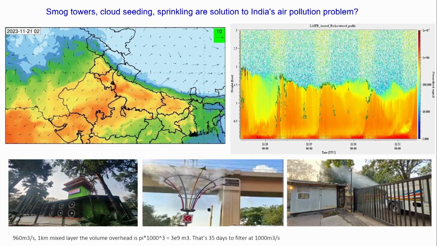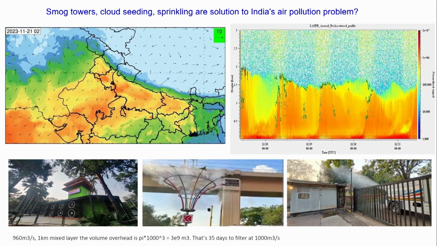I'll skip this slide. And the last point I would like to add, because many suggestions are coming whether we should control the air quality by installing smoke towers or cloud seeding or sprinkling, but these are not effective. If you look at the pollution in any region, it is a thick layer, and by sprinkling water or just putting smoke guns, you will not be able to control air quality in Delhi.